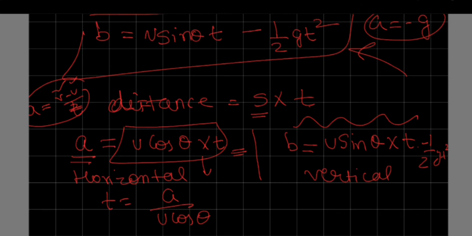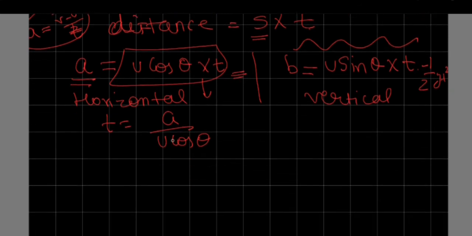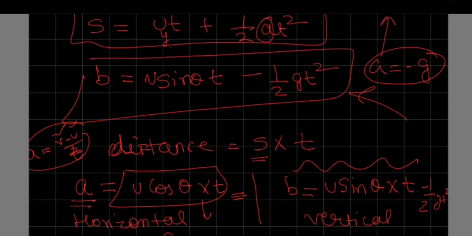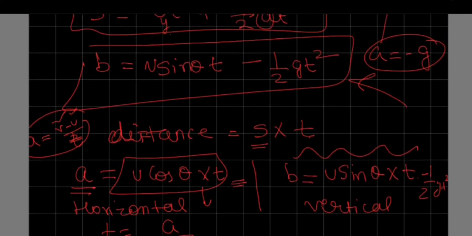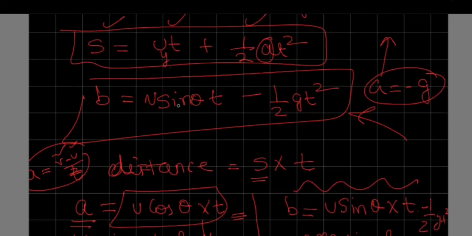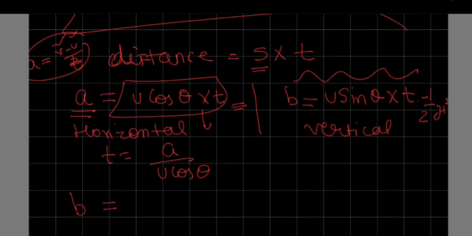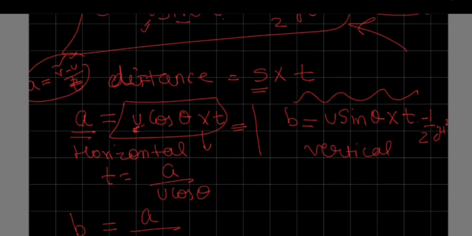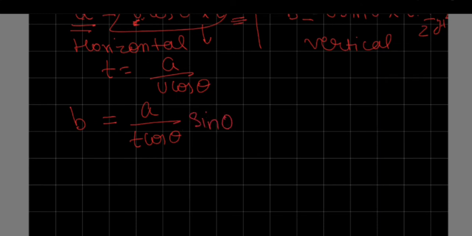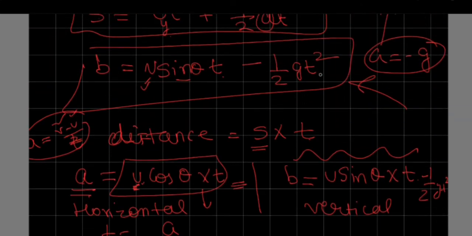So a upon u cos theta. If you substitute this value into this equation, what you will get is b equals u sine theta t, right? The value of u, taken from here, is a by t cos theta. Then here you have substituted the value of u. Now sine theta t, then you have minus half g t square.